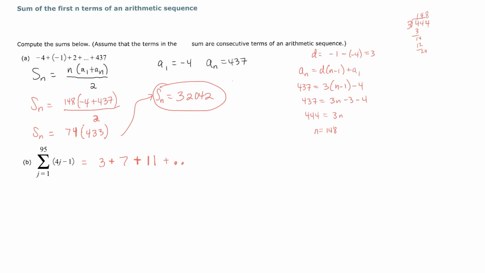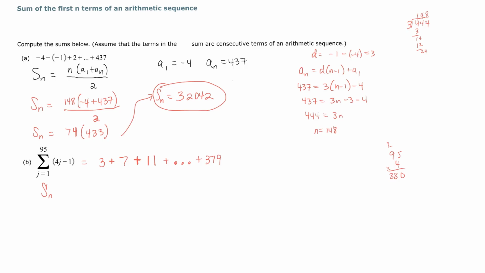Now, we want to know how many terms there are. There's actually 95 terms that's given to us. Let's find the value of the last term. What's 95 times 4? And then subtract 1. So it's going to be 379. There we go. We also could use the formula here.